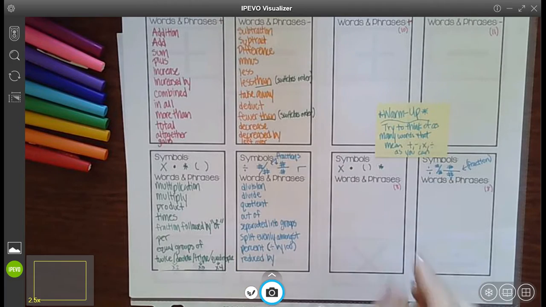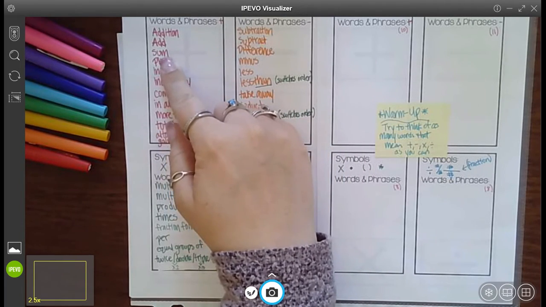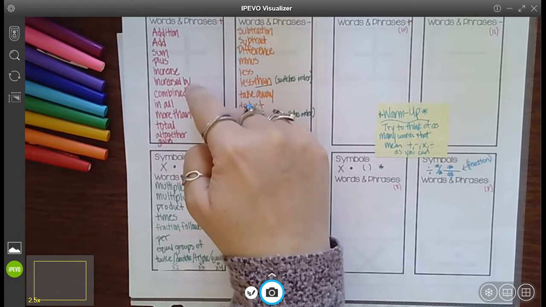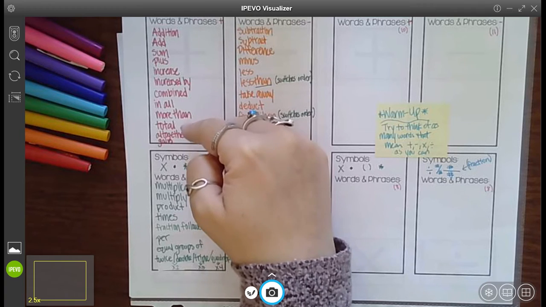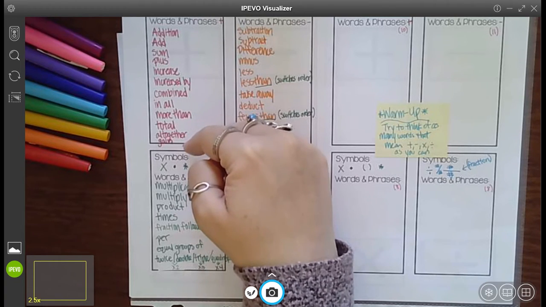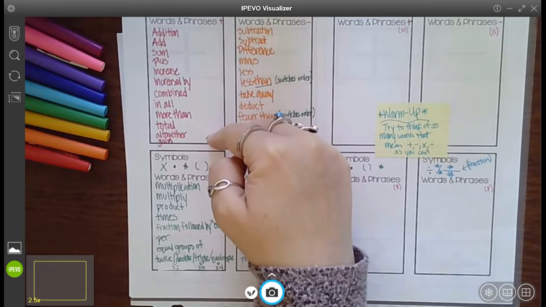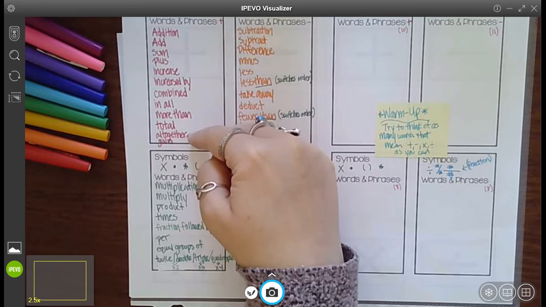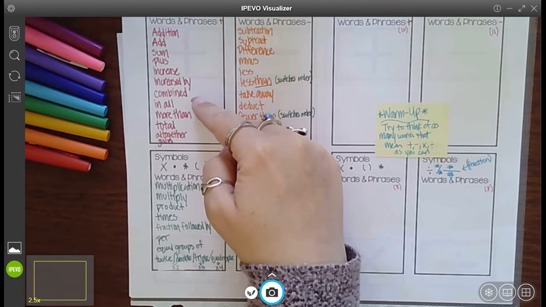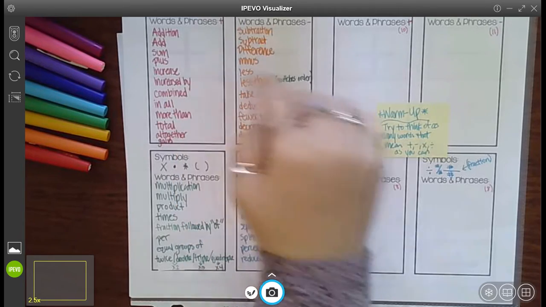So for adding, like of course, addition, add, sum. Please write that one down if you didn't get that one. Plus, increase, increased by, combined, in all, more than, total, altogether. If something's gaining something, all these words mean add. And if you know most of them, great. If there's any on here that you're like, ooh, I didn't know altogether meant add or that combined meant add, go ahead and add it to your list. And for sure, make sure sum is on there.